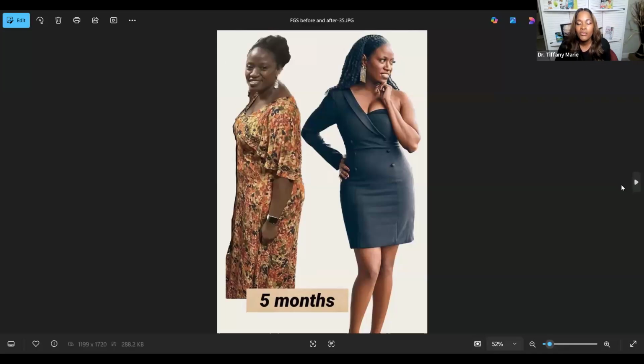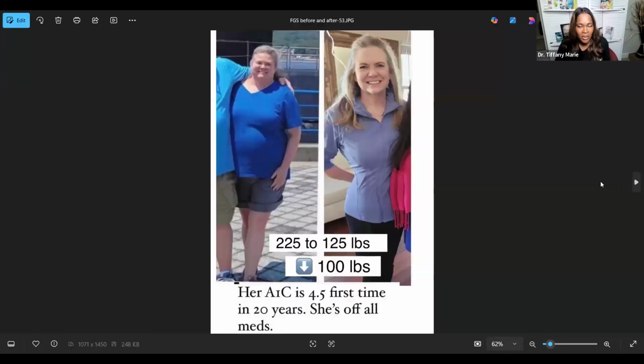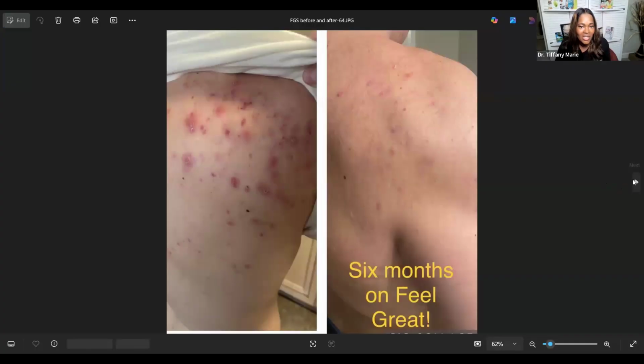Same thing with Danielle, a busy professional woman, an engineer trying to find time to get in her exercise, make these choices. And after 5 months, she was able to get back into that dress she liked to wear. Losing 100 pounds, of course, that's something we want to show, right? But the big picture here is that she was able to get her A1C to 4.5, and that was the first time she's had it that low in 20 years, and off of all medications. Yeah, and I have so many of these.